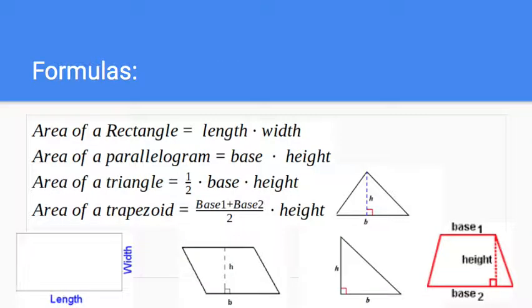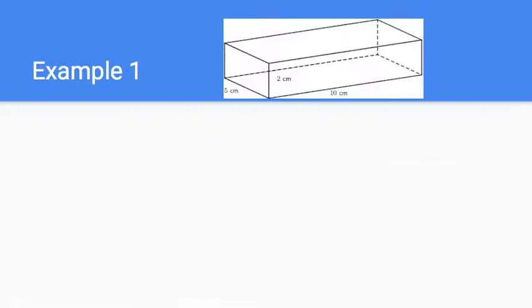Now, in order to do this, we need to remember our formulas. So remember, area of a rectangle is going to be length times width. Area of a parallelogram is base times height. Area of a triangle is 1/2 times base times height. And area of a trapezoid is base 1 plus base 2 divided by 2 and then multiplied by the height. And this is going to be a lot of work for each individual problem, but it's going to be easy work. It's just going to be simple multiplication.